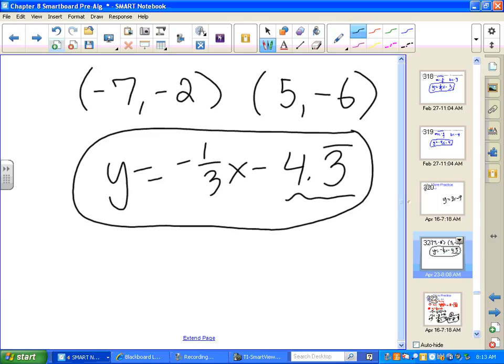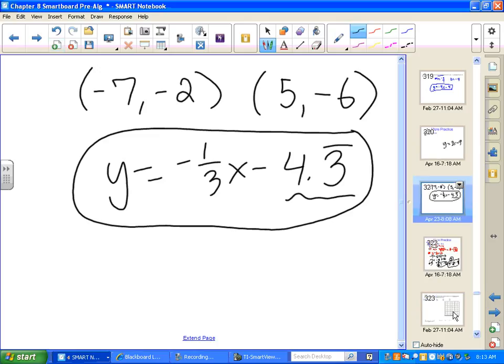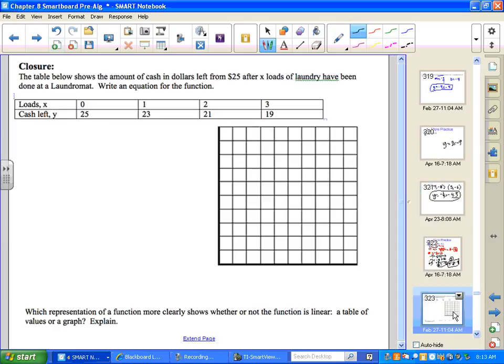Questions? Okay, let's go back to your notes, to the word problem. I just want to end with this. This was page 24, the closure.